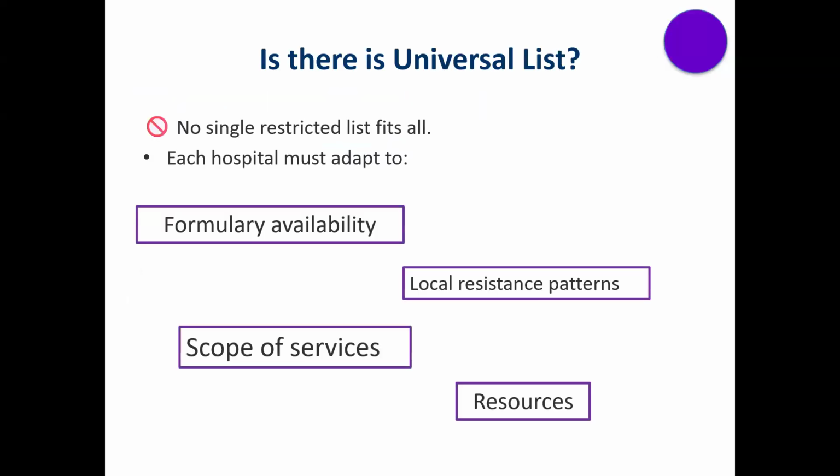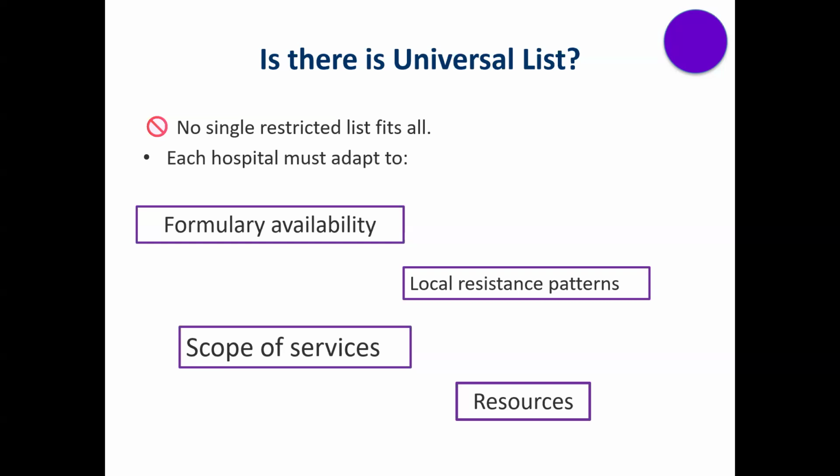So is there a universal list, a common list that should be implemented in your hospital, or should you tailor this list according to your resources, your local resistance pattern, and so on? The idea is that there is no single restricted list that fits all hospitals. Each hospital must adopt its restricted list based on the formulary availability, local resistance pattern, scope of services, and resources.